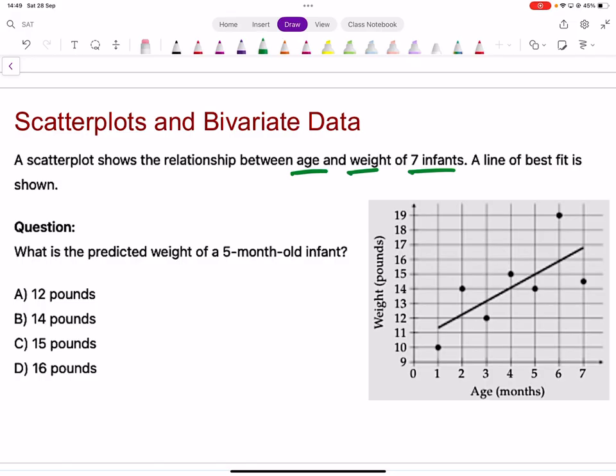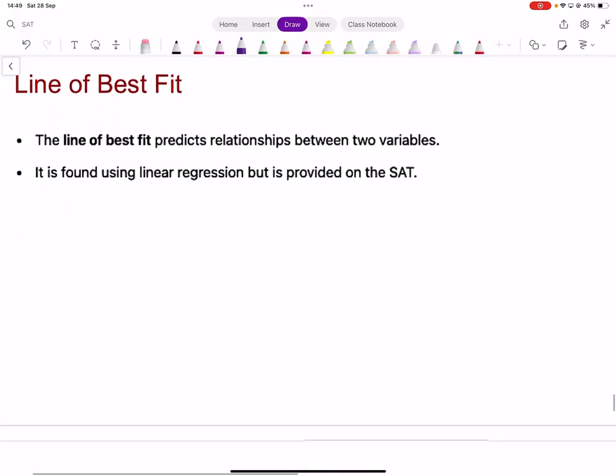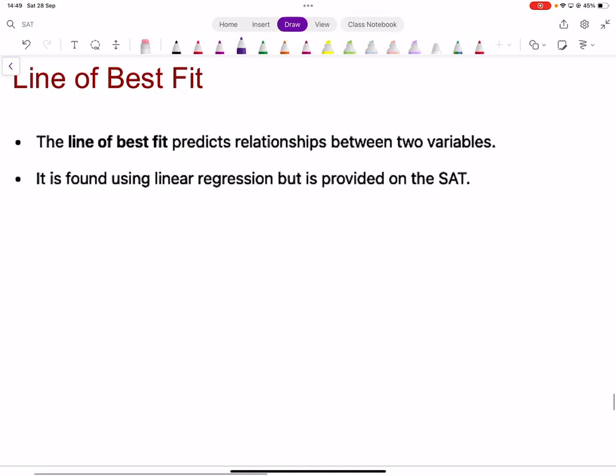So 5-month-old infant, that means this is 5. We are not going to say that the weight is 14 because there's a point that exists there at 14. That's not going to be correct. You will look at what the best fit line is telling you. This is the best fit line and that's estimating it to be 15, so it should be 15 and not 14. Is that okay? So the line of best fit predicts the relationship between two variables. It will be provided on the SAT. You will not have to do it yourself.